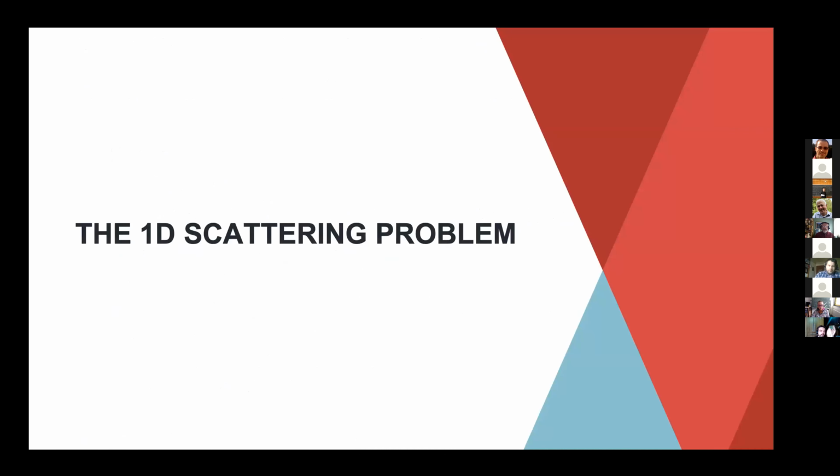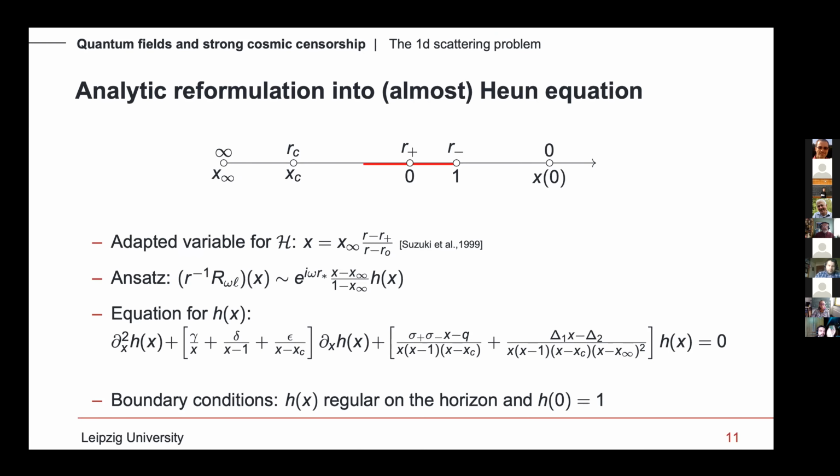Okay, so let's start with tackling this one-dimensional scattering problem for the radial function. To do so, we will first, as I said, focus on the neighborhood of one of the horizons, namely this red region here around the event horizon. And following Suzuki et al., change to a variable that is better adapted for dealing with this region. And then we also make an ansatz, which already explicitly contains the kind of asymptotic behavior that we want to have at this horizon. And the left unknown is this function h of x, which satisfies the equation written here.